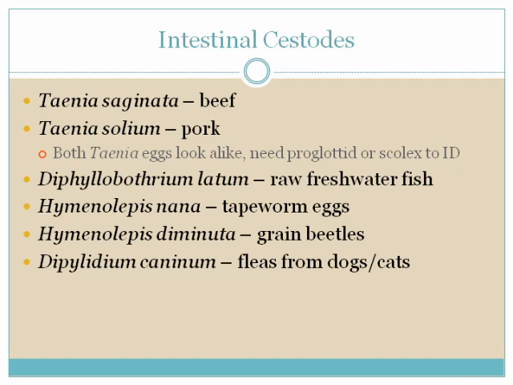Here are some intestinal cestodes. We have Taenia saginata, which is the beef tapeworm. Taenia solium is the pork tapeworm. Both of the eggs look alike, so you need the proglottid or the scolex to identify them down to the species level. Other cestodes of importance, Diphyllobothrium latum. This is the freshwater fish tapeworm. Hymenolepis tapeworm eggs, you can see. Hymenolepis diminuta, you get this from grain beetles, and Dipylidium caninum, you can get this from the fleas of dogs or cats.